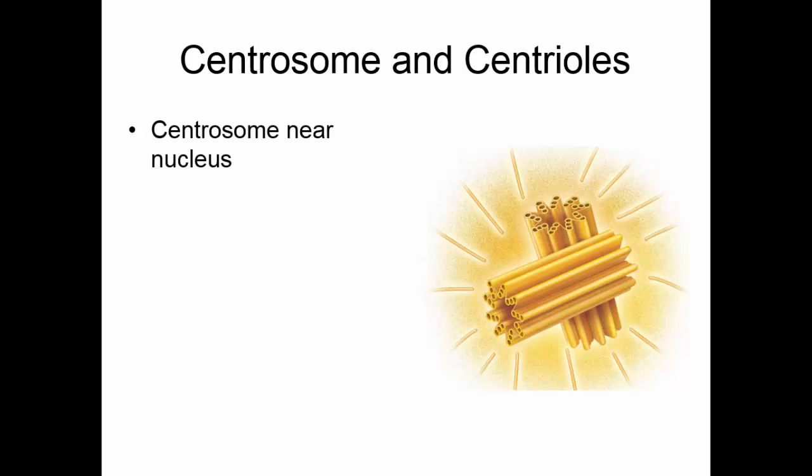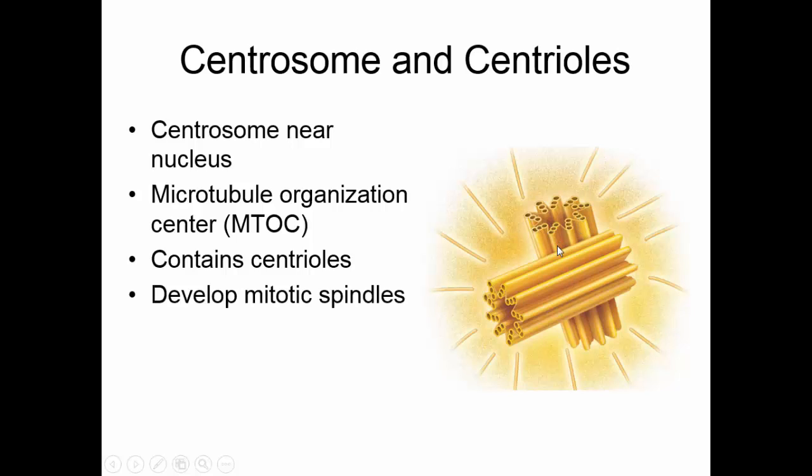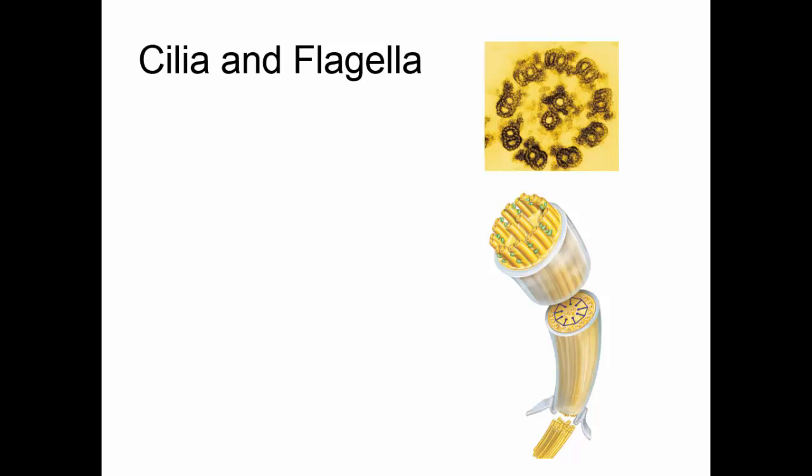The centrosome is a structure that's located near the nucleus. It is sometimes referred to as the microtubule organization center. It contains the centrioles, which are two rod-shaped structures that are always parallel to each other that are themselves made of microtubules. The centrioles help develop mitotic spindles, and they're also involved in forming the cilia and the flagella. Cilia and flagella are organelles for motility.